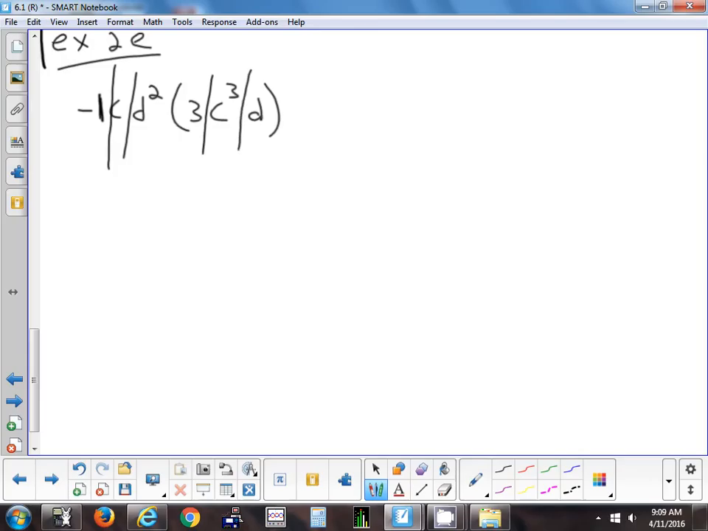Then I'm going to do -1 times 3, which gives me -3. C to the third, what does it give me? C to the fourth. Then D to the second and D, what do I get? D to the third. Here are your answers.